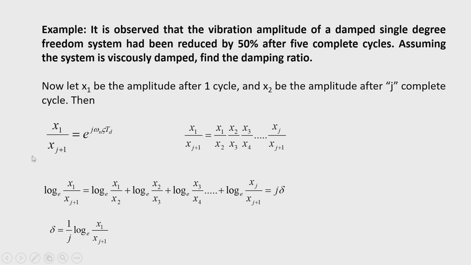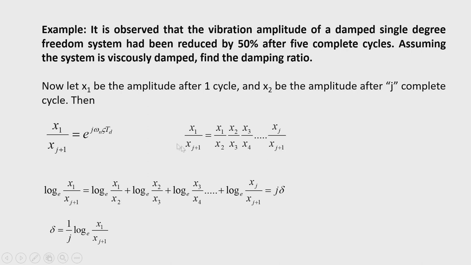So, the ratio is written as x 1 divided by x j plus 1, and it becomes e to the power j omega n xi t d. Why is it so? Because after an integral multiple of any period, we again get the repetition of the cycles. So, this formula is similar to what we got in the earlier cases, only here the j term is coming, that is, it is seen after the jth cycle. Now, this ratio x 1 by x j plus 1 can be written as x 1 by x 2 into x 2 by x 3 into x 3 by x 4, like that up to x j divided by x j plus 1.